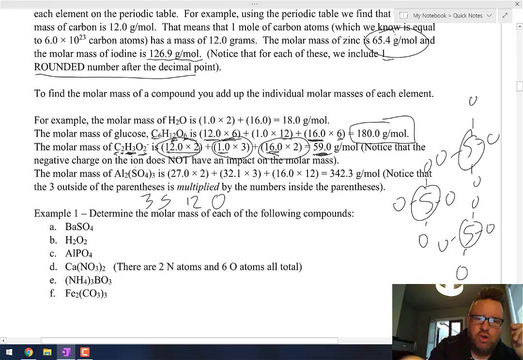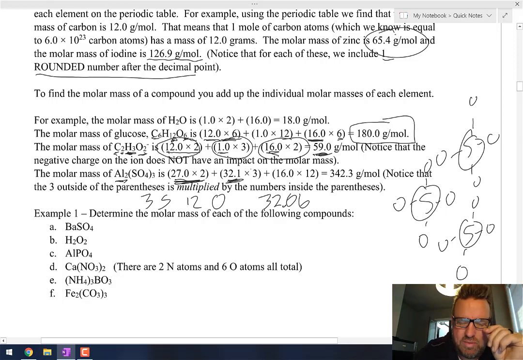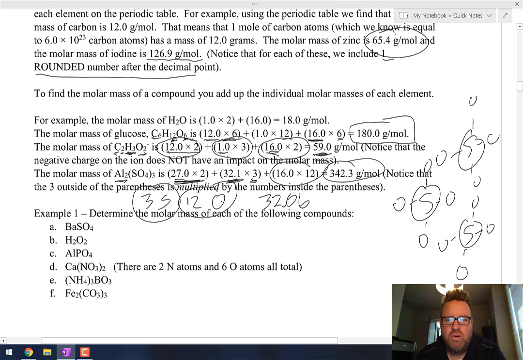So, for aluminum, aluminum has a mass of 27. Again, I'm looking up these masses on the periodic table. And there's 2 aluminum, so I multiply by 2. And then sulfur on the periodic table is 32.06, so notice I round that up to 32.1. And then there's those 3 sulfurs, so I multiplied that by 3 here. And then oxygen again, because there's 12 oxygens, multiply 16 times 12, and you get 342.3.